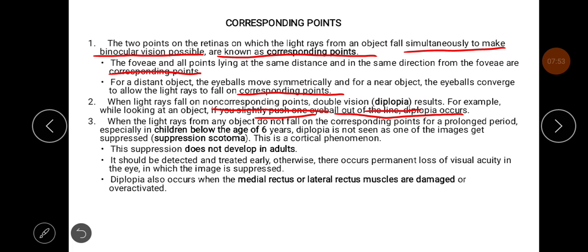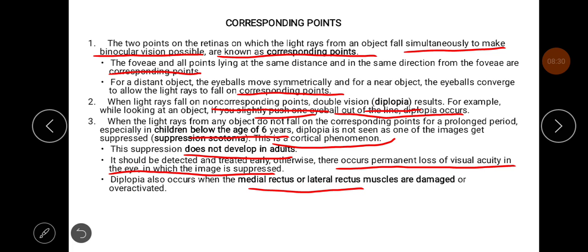When the light rays from any object do not fall on the corresponding points for a prolonged time, especially in children below 6 years of age, the diplopia is not seen as one of the images gets suppressed, that is suppression scotoma, and this is a cortical phenomenon. This suppression does not develop in adults. It should be detected and treated early, otherwise there occurs permanent loss of visual acuity in the eye in which the image is suppressed. Diplopia also occurs when the medial rectus or lateral rectus muscles are damaged or overactivated.